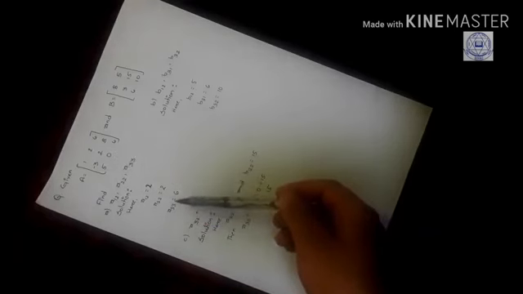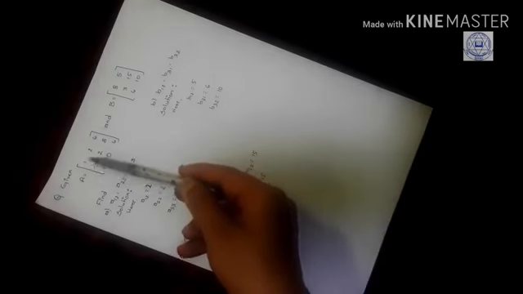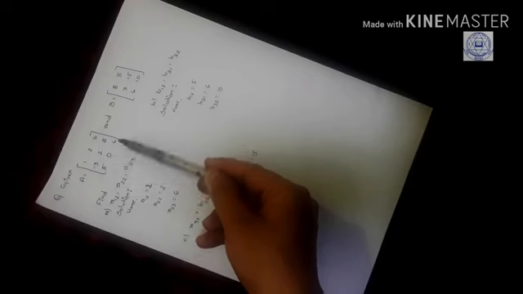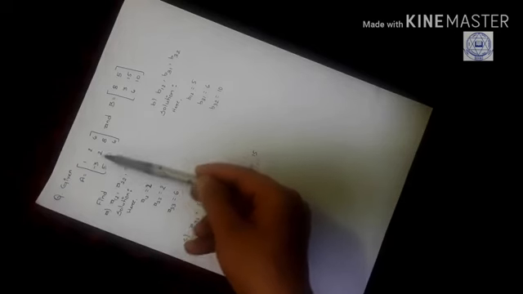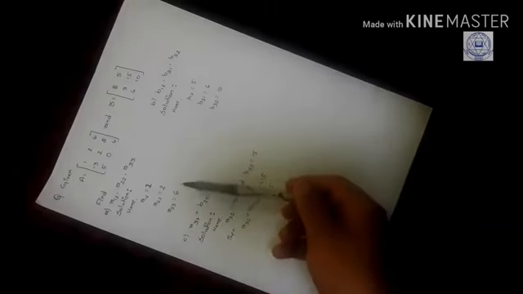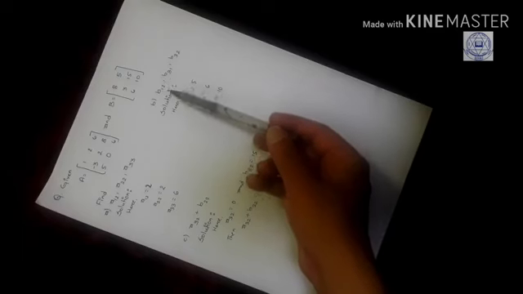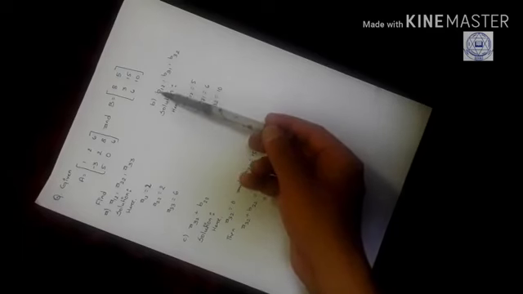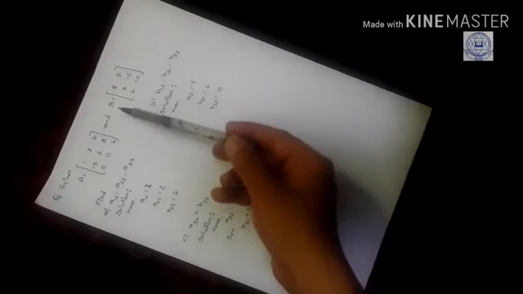A33 is the element of matrix A that lies in third row and third column. Third row means 1 2 3, this row, and third column means 1 2 3. So see, this one lies in third row and third column. So answer is 6.